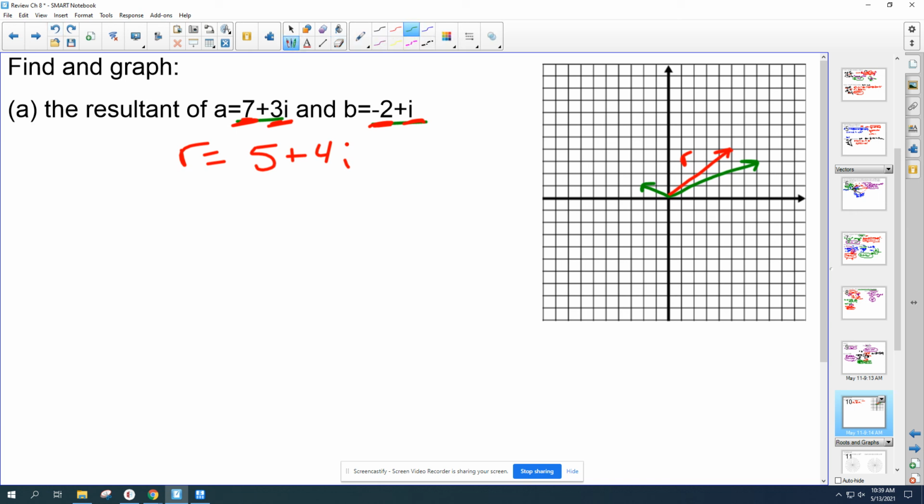So again, your parallelogram rule, it should have knocked to that corner right there.